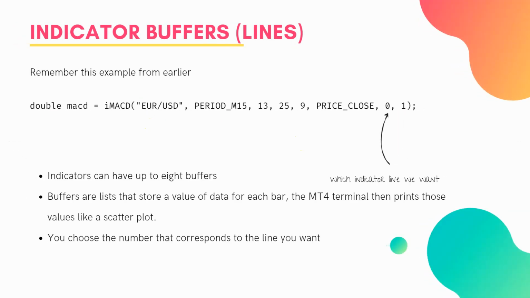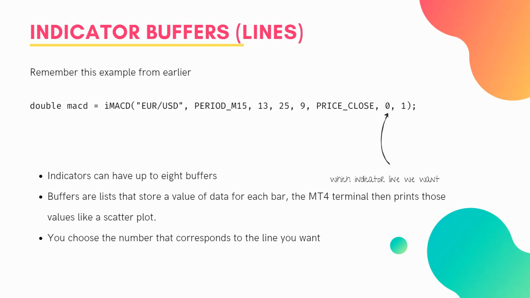So indicators can have up to 8 buffers or 8 lines. That's the maximum number of lines that an indicator can have without drawing them manually on there. As I said, buffers are lists that store the values of each bar. As I said before, the values start at the current bar, and as your number goes up, 1, 2, 3, 4, 5, 6, you're going back along your chart to the left for that value.